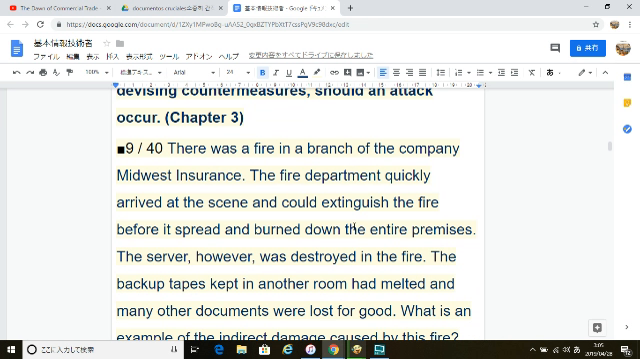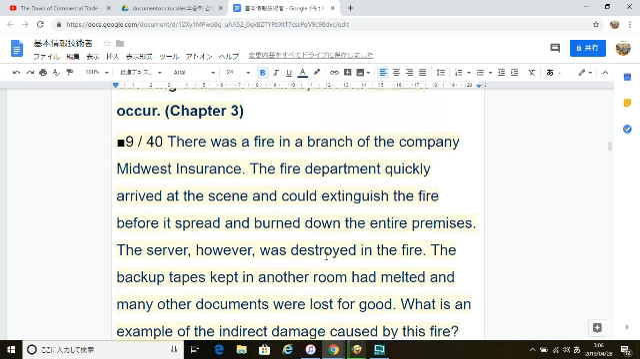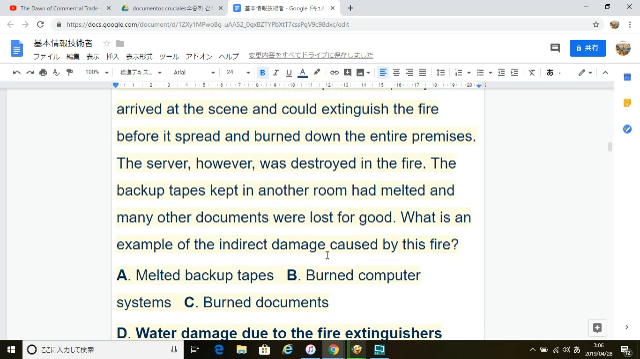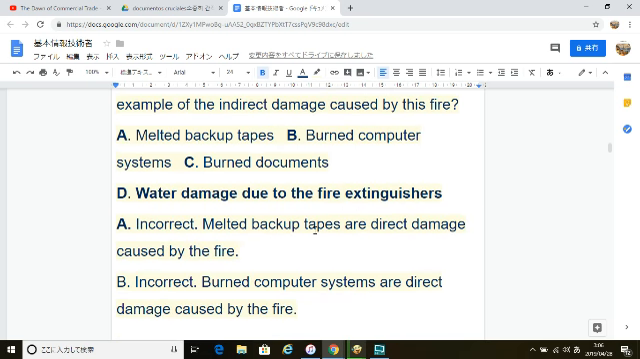9/40 There was a fire in a branch of the company Midwest Insurance. The fire department quickly arrived at the scene and could extinguish the fire before it spread and burned down the entire premises. The server, however, was destroyed in the fire. The backup tapes kept in another room had melted and many other documents were lost for good. What is an example of the indirect damage caused by this fire?